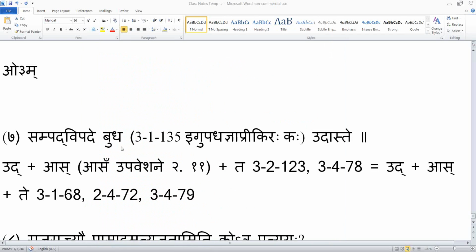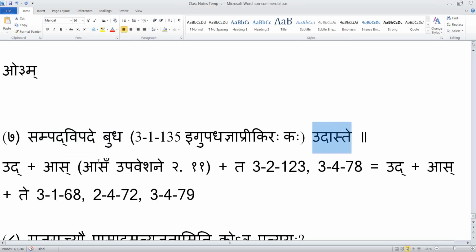He is indifferent in the matter, this is the vishaya saptami, in reference to in the matter of sampad and vipad, so in prosperity or in adversity. Prosperity and adversity, the wise man is indifferent.